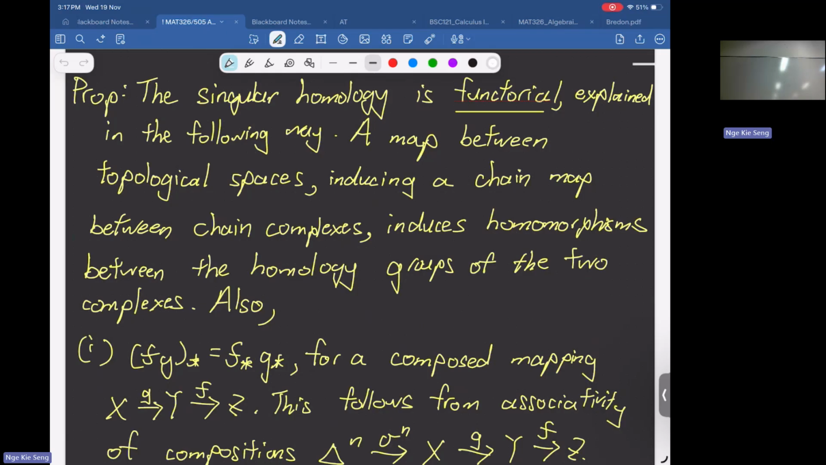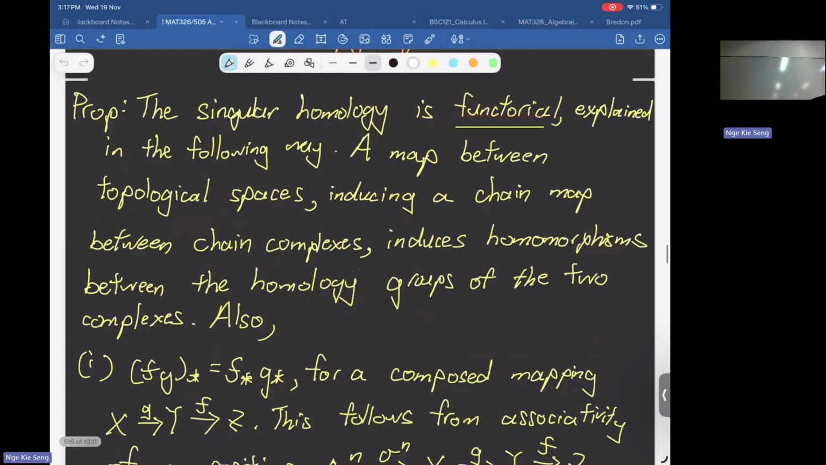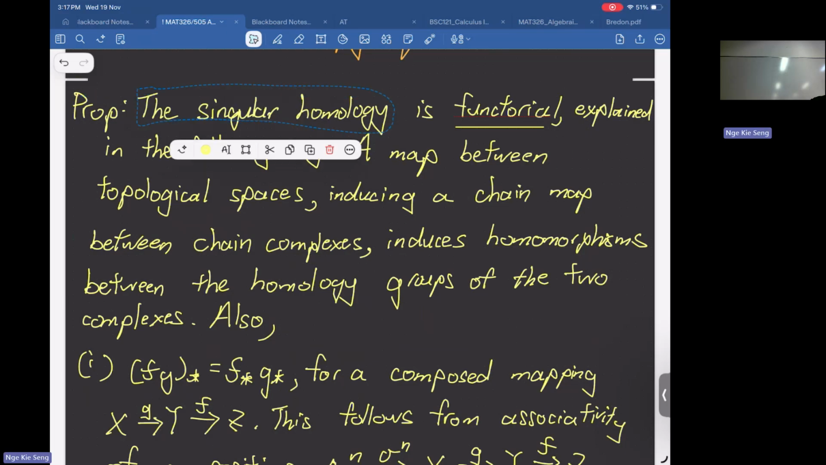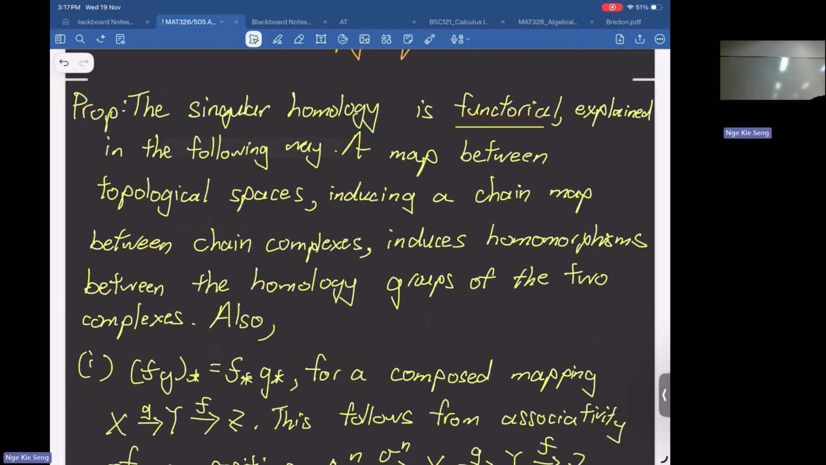Okay, it means that if you have a map. So maybe this word doesn't suggest any, didn't shed any light on this functoriality. So maybe let's label this singular homology first. So let's label it so that you know what is changing, what's the variable, okay, what's the function.